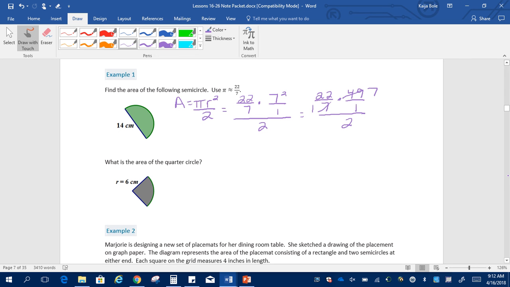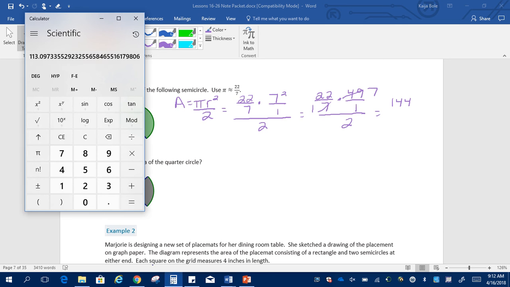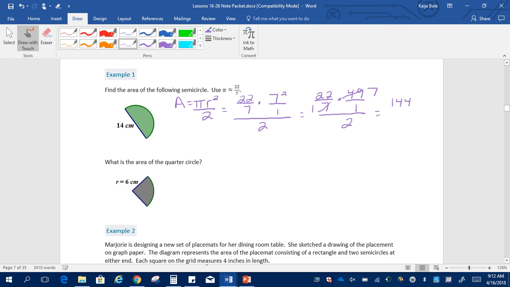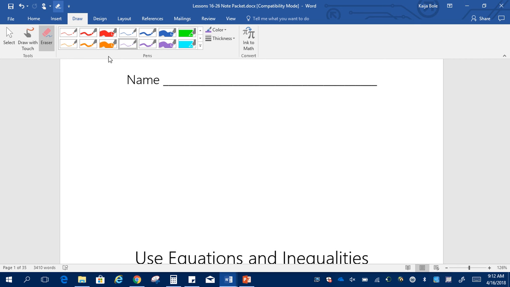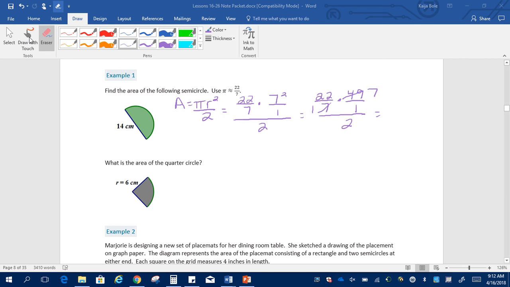So in the end we have 144, or not, sorry, not 144. My brain is half asleep. 7 times 22, I can't read my own handwriting, is 154. Alright, technical difficulties here. It's 154 divided by 2. And if you do that, you get 77 centimeters squared.